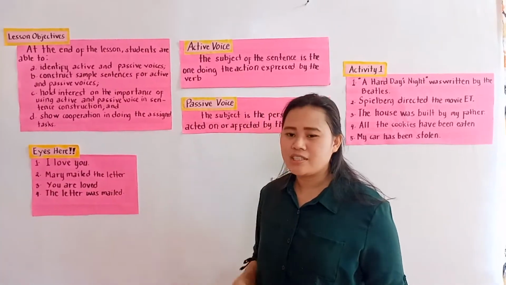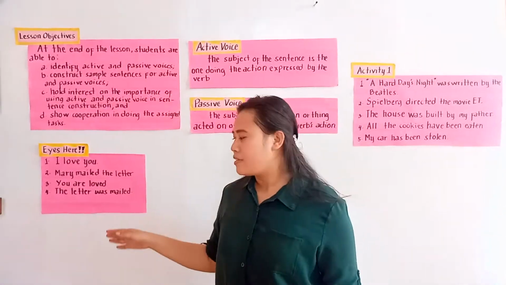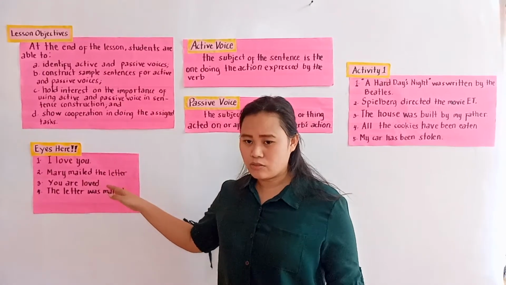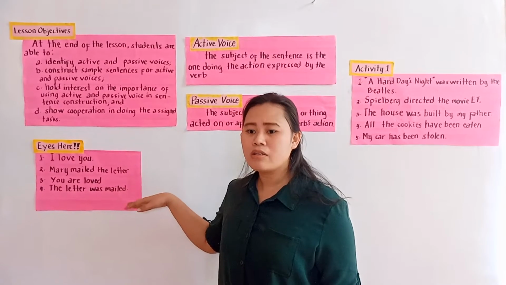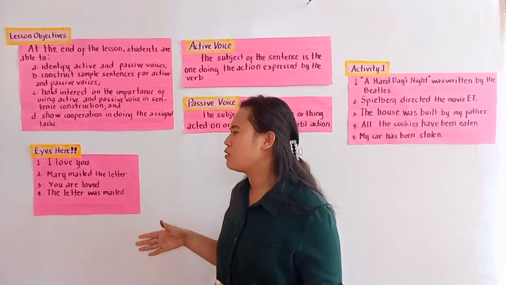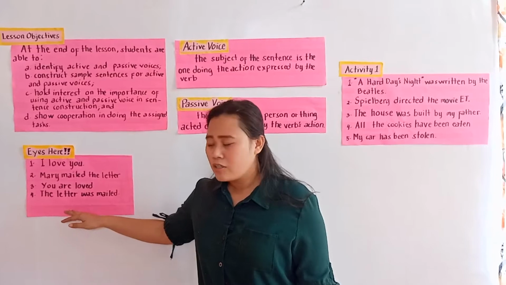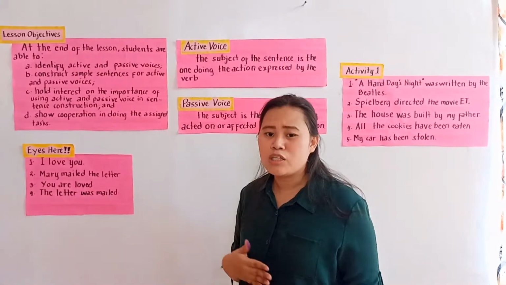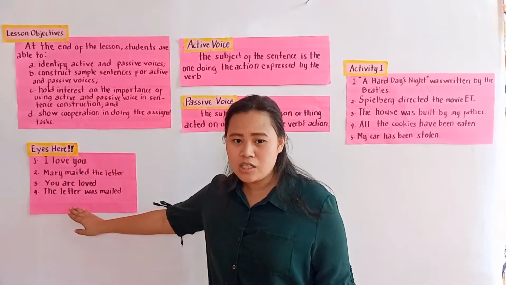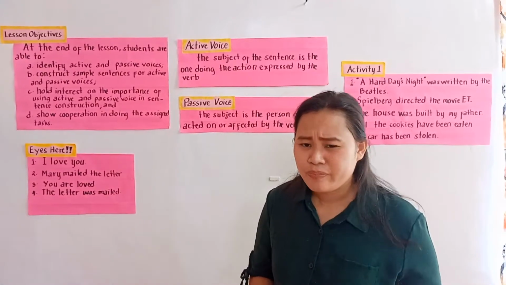Okay, next for our last sentence. Yes, David. The letter was mailed. Okay, so what is the action here? Yes, that's right, was mailed. How about the doer of the action? Okay, so you're not sure. That's alright. How about the receiver of the action? Yes, that's correct, the letter. So in the fourth sentence, still we do not know who is the doer of the action, but we know the receiver of the action and the action that's been done in the sentence.